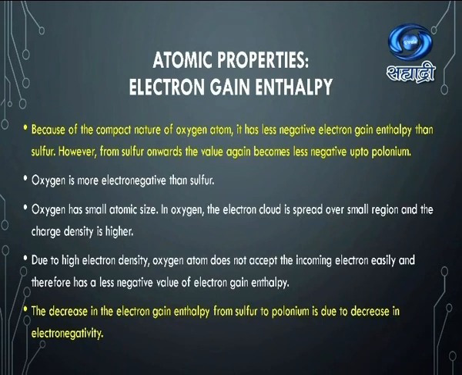So in oxygen, the electron cloud is spread over a small region and the charge density is higher. Due to high electron density, the oxygen atom does not accept an incoming electron easily and therefore has a less negative value of electron gain enthalpy. The decrease in the electron gain enthalpy from sulfur to polonium is due to decrease in the electronegativity. So this trend we have to remember. As far as the oxygen element is concerned, it has less negative electron gain enthalpy.